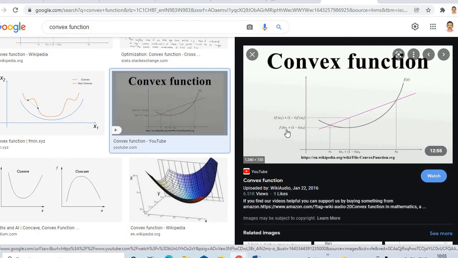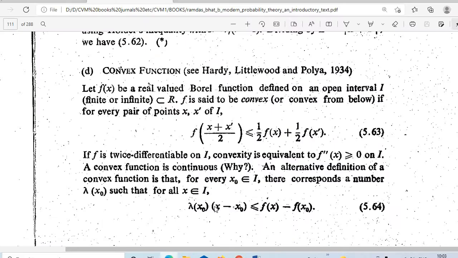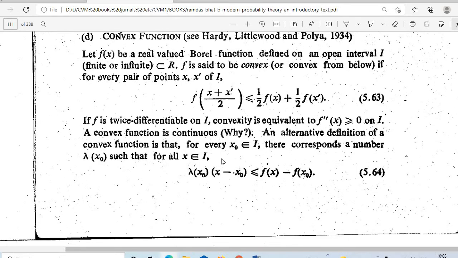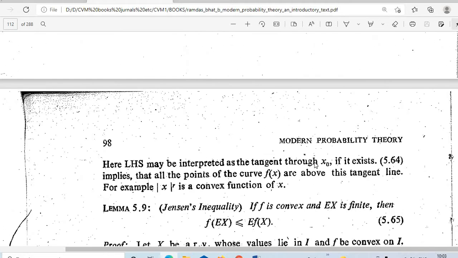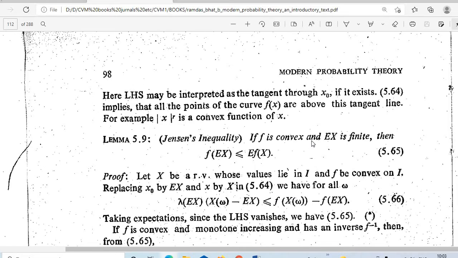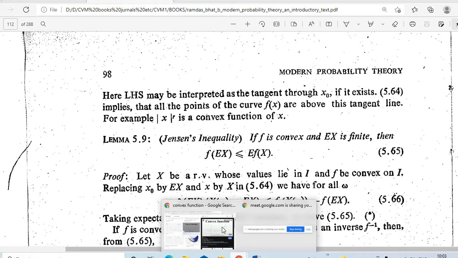Of alpha, 1 plus... അതിൻ്റെ വേറെ ഫോർമാറ്റ് ഇവിടെ എഴുതിയിട്ടുണ്ട്. So an alternative definition for convex function is: for a real number lambda of x naught, there exists a real number lambda of x naught such that lambda of x naught into x minus x naught is less than or equal to f of x minus f of x naught. That is another alternative definition. So we have an inequality using this convex function.